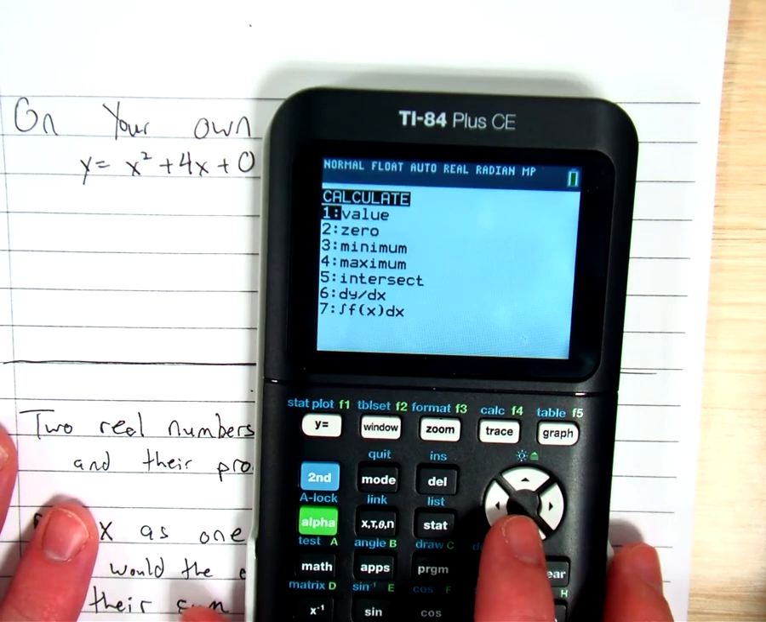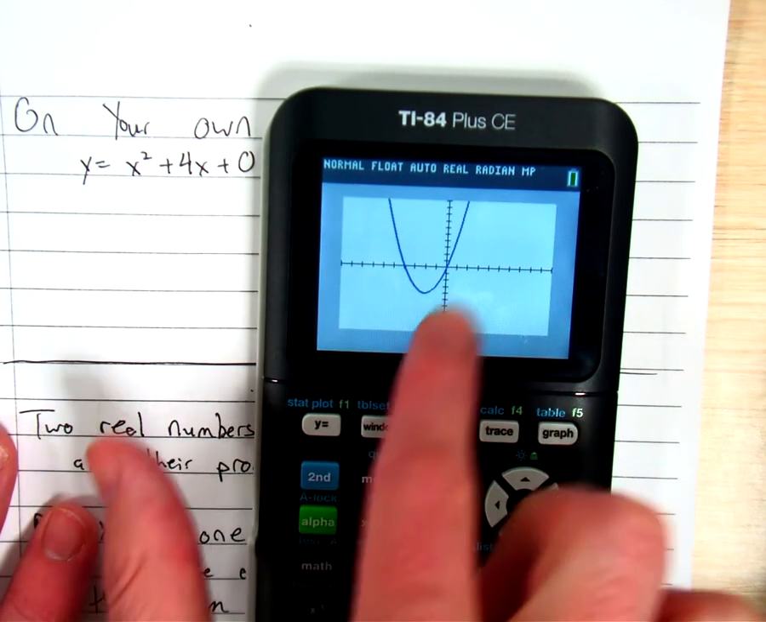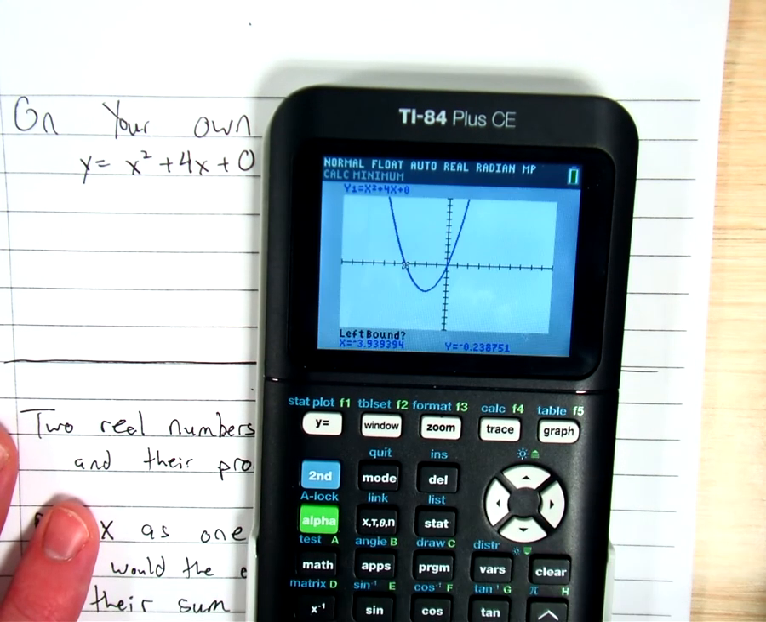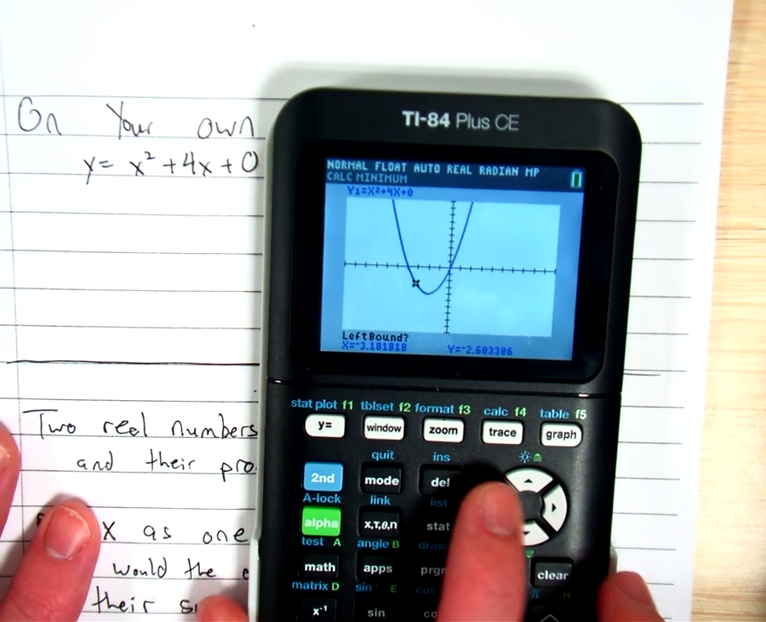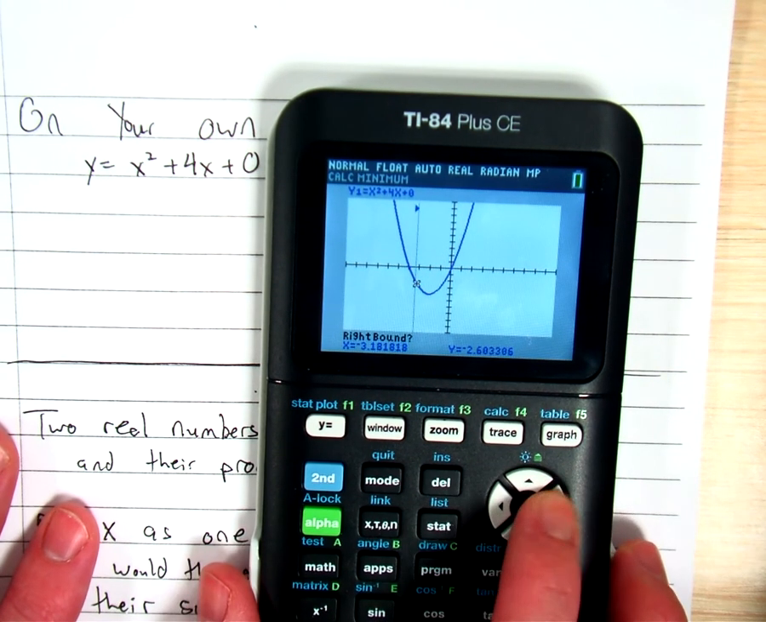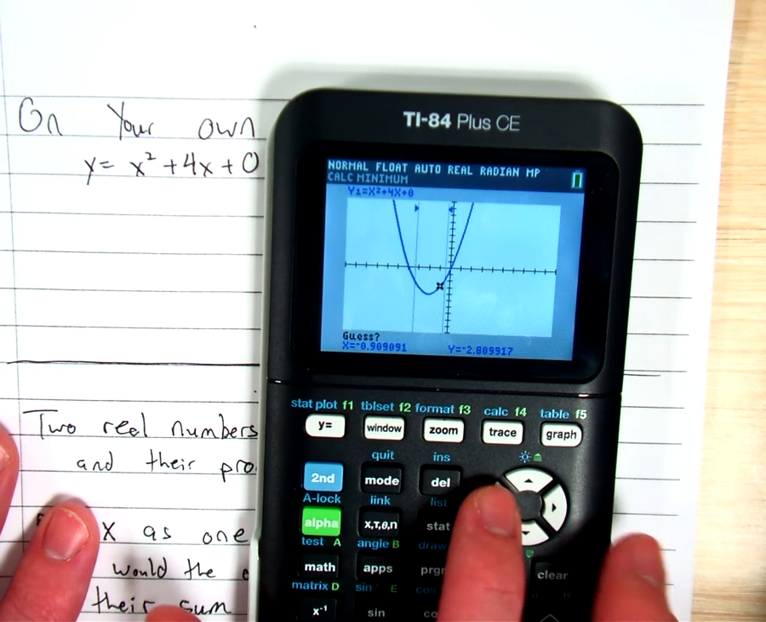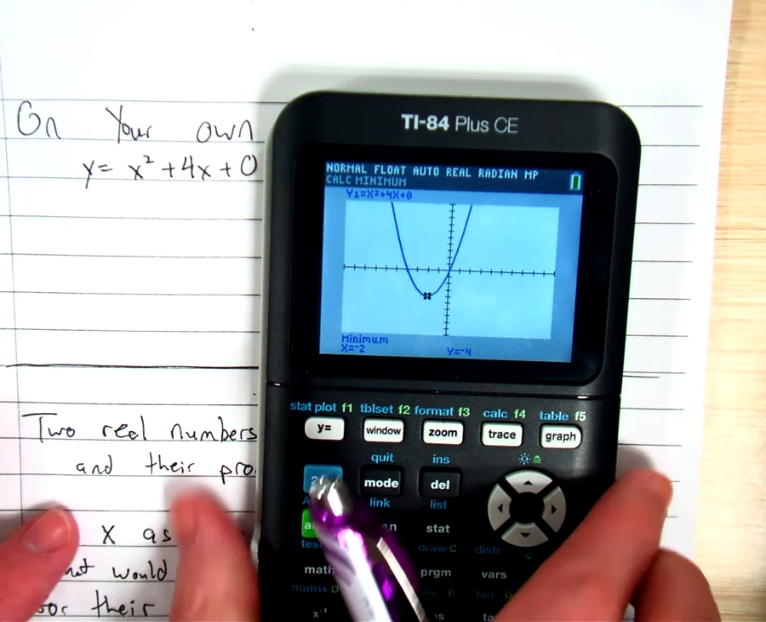Second trace, is that going to be a minimum or a maximum? That's the lowest point, so that's a second trace minimum. So here's where the minimum is. So left bound, go left a little bit. There's where our minimum is, go right a little bit. Guess in the middle, and our minimum would have been at -2, -4.